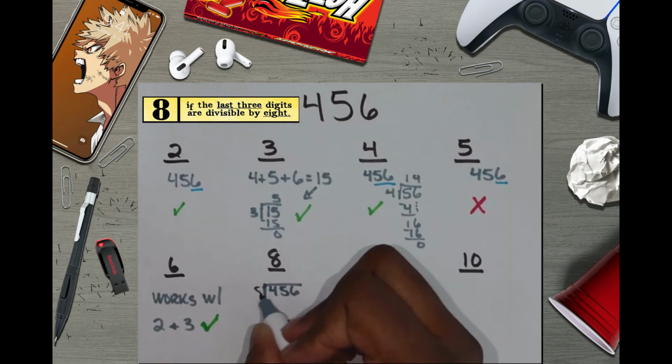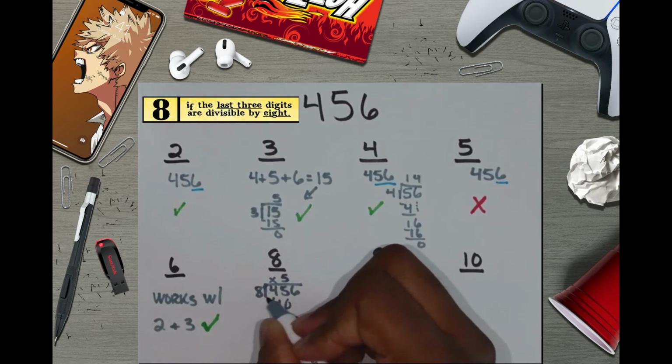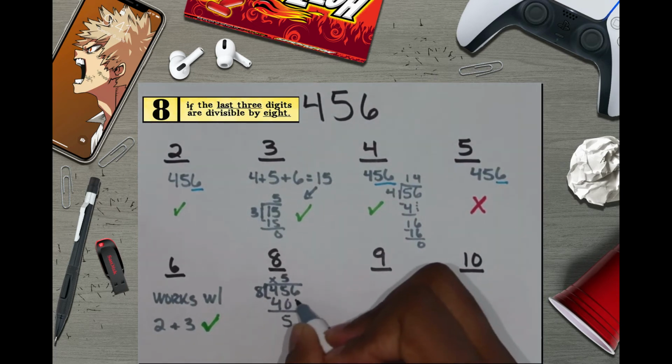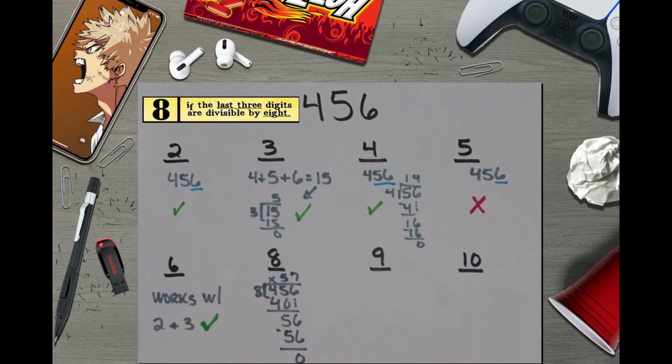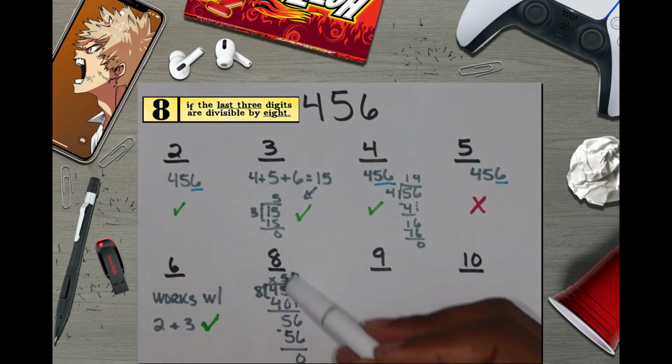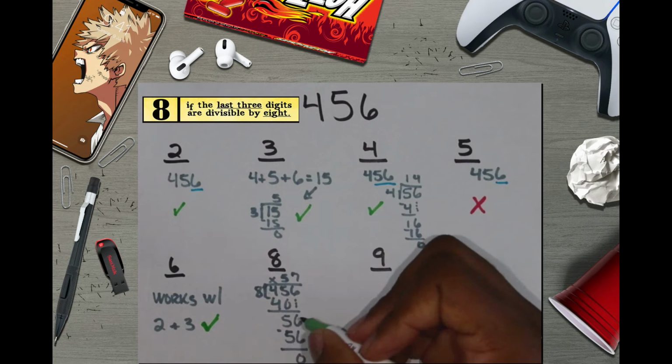Can 8 go into 4? Oops, my bad. Can 8 go into 4? It can't. Can 8 go into 45? Yep. 5 times. 8 times 5 is 40. 5 minus 0 is 5. Bring down my 6. Can 8 go into 56? Yep, 7 times. So, is it divisible? Yes, it is, because when I did my division, what happened? I got a 0, all right? So I know it works.